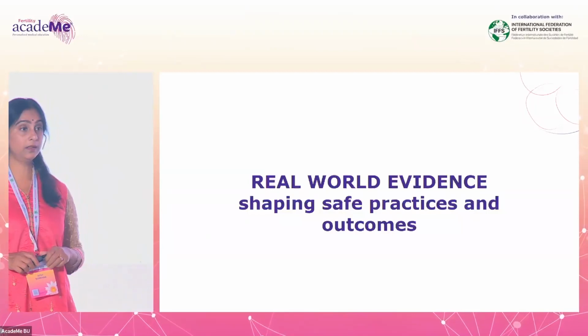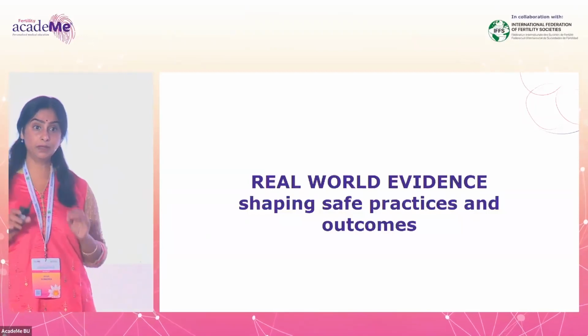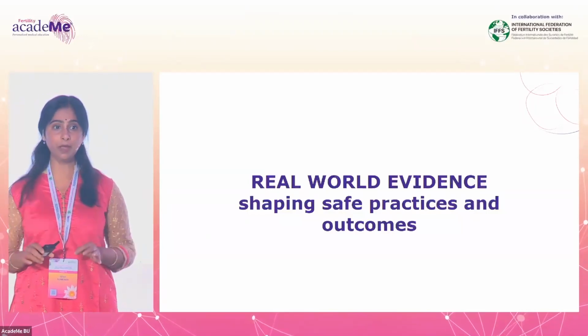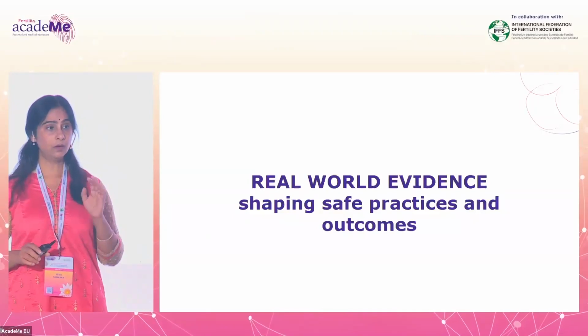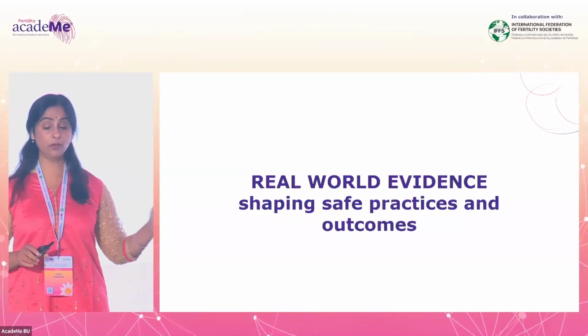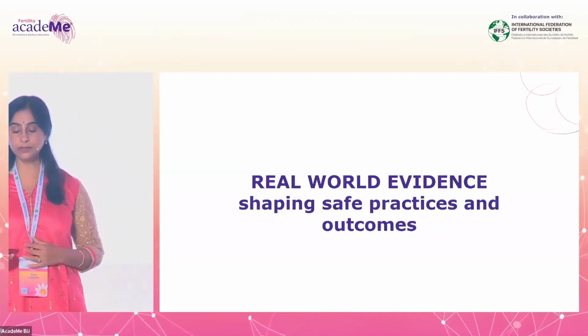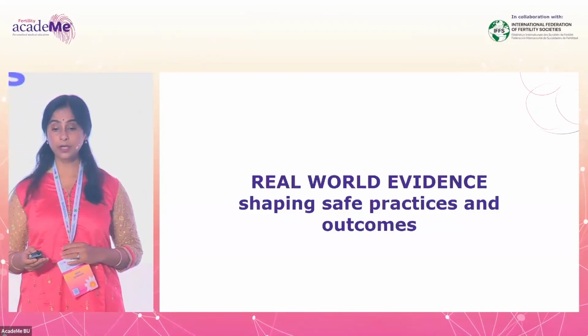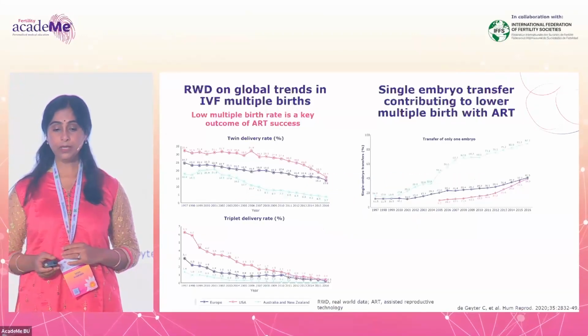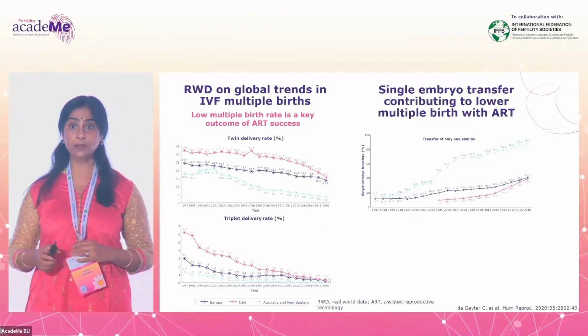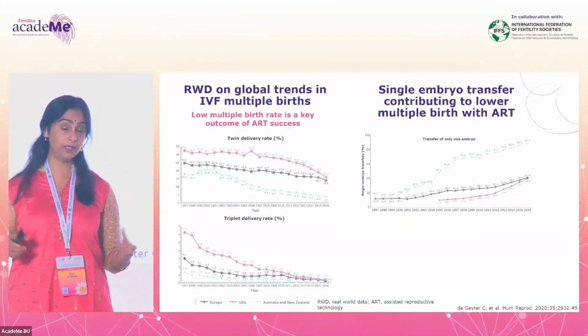IVF and ART success is not just live birth, but safety as well. Safety is paramount, and safety means reducing the risk of OHSS, which we saw in the previous slide, but also safety in pregnancy and neonatal outcomes. And here is real-world data as a group of fertility fraternity.